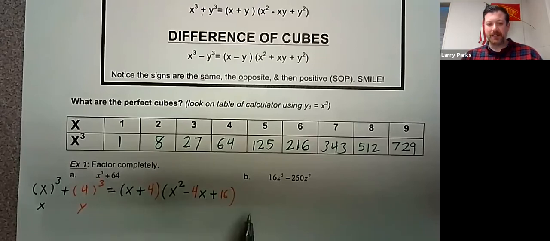Now we would factor this, but there are not two numbers that multiply to 16 and add to negative 4. And in fact, on all of these, to my knowledge, this part will not factor. So all you have to do is this one step. Okay. All right, let's look at the next one.